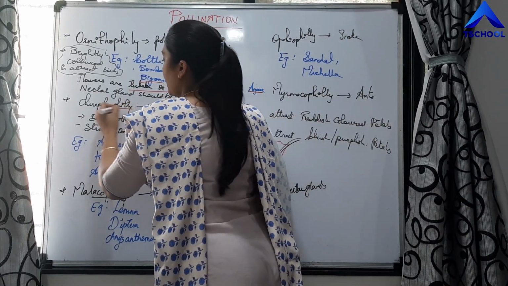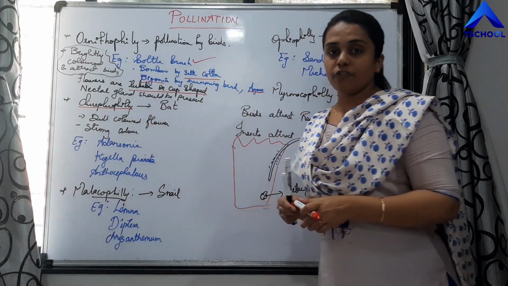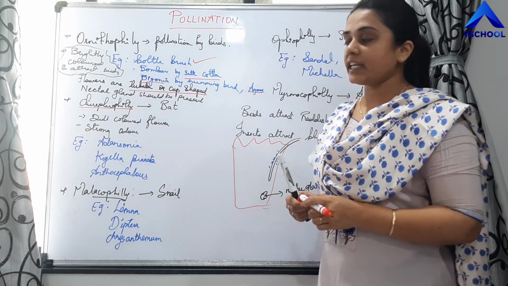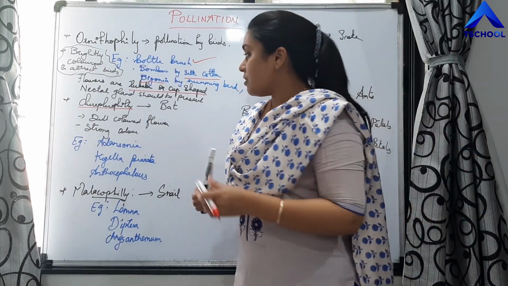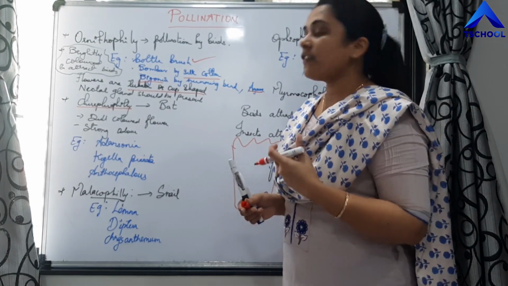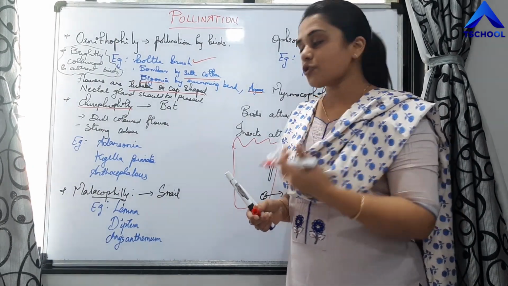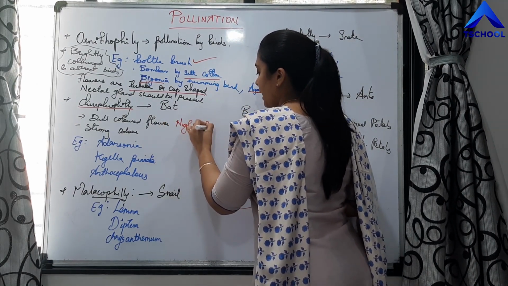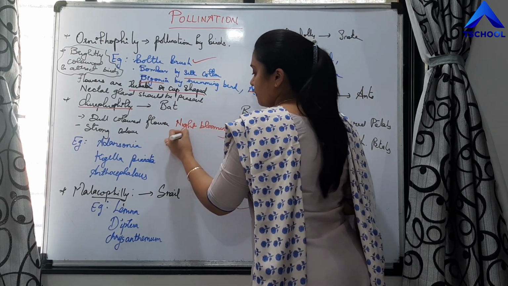Then the next type is chiropterophily. It is pollination done by bats. The pollinating agent is bat, right? Bats come out at night, right? So how should the flowers be? The flowers should be night blooming flowers, right?